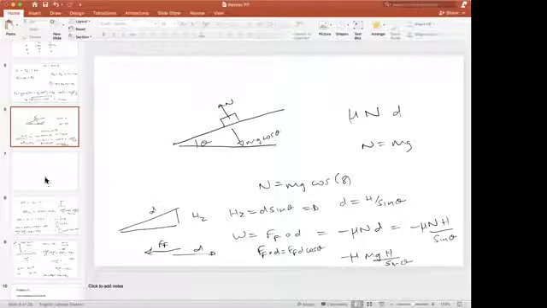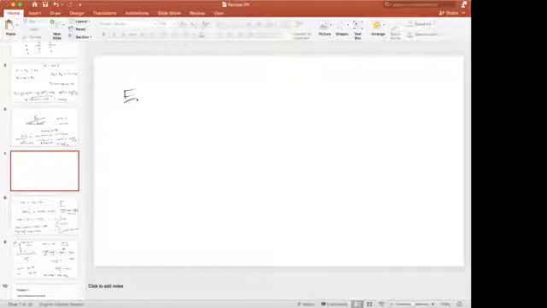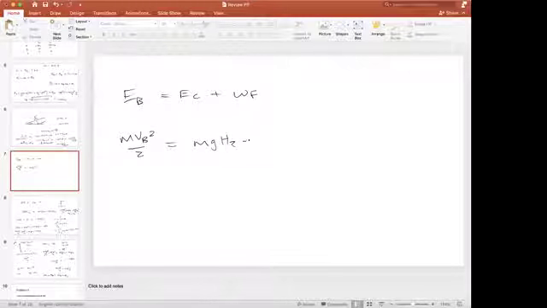so that's that part. What this tells us, though, is we said that EB was equal to EC plus work of friction. And EB we found was m vb squared over 2 because mgh at B was 0. EC is going to be mgh2, that's where it is when it stops. The m vc squared over 2 is going to be 0 because it comes to rest. Work of friction is mu mg h over sine theta.